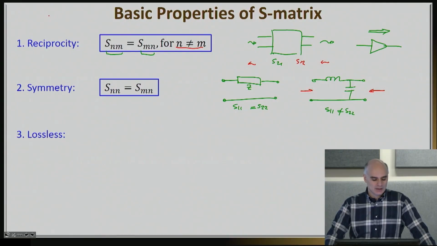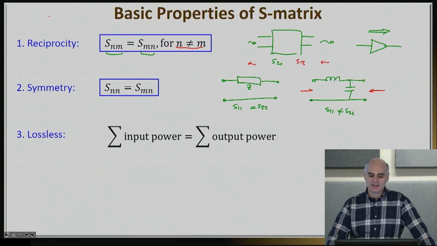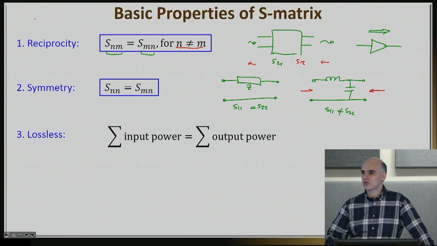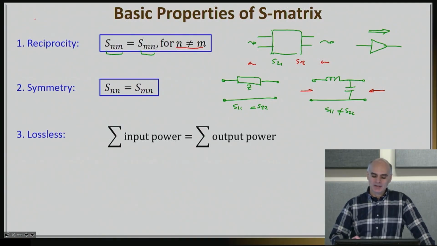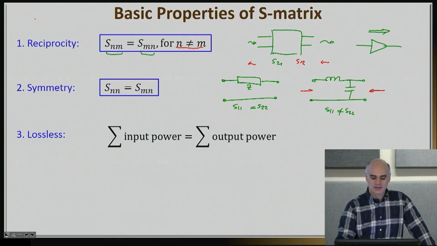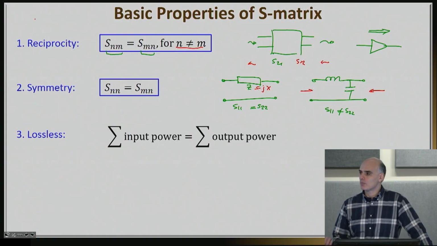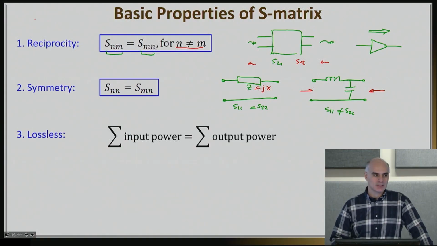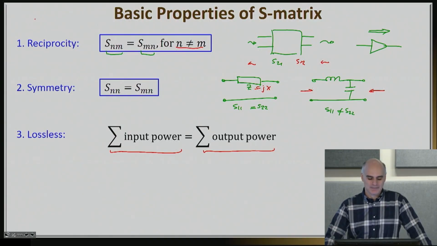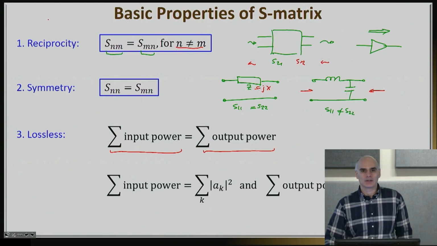Perhaps more interesting is the lossless case. In the lossless case, it means that the network itself does not consume any power. For example, in this case here, if my Z is equal to jX, it means that the network itself won't consume any real power. And so that means that the total amount of input power will equal the total amount of output power. And I do know how to calculate those.